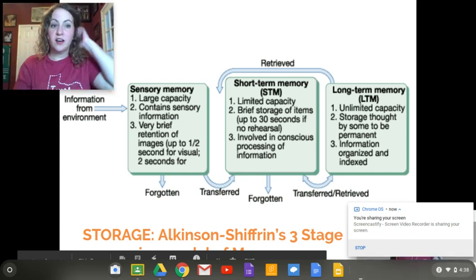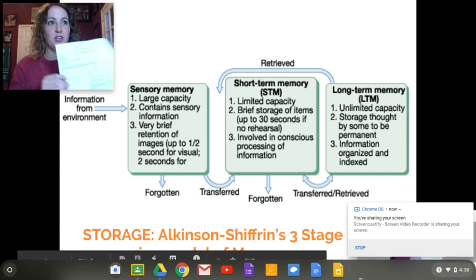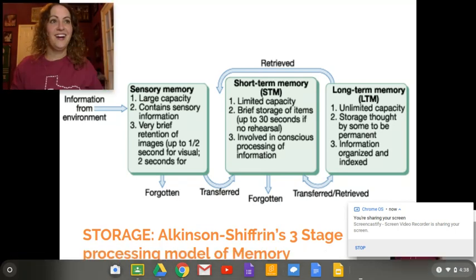Hey guys, today we're continuing talking about memory, and hopefully you have this sheet right here.